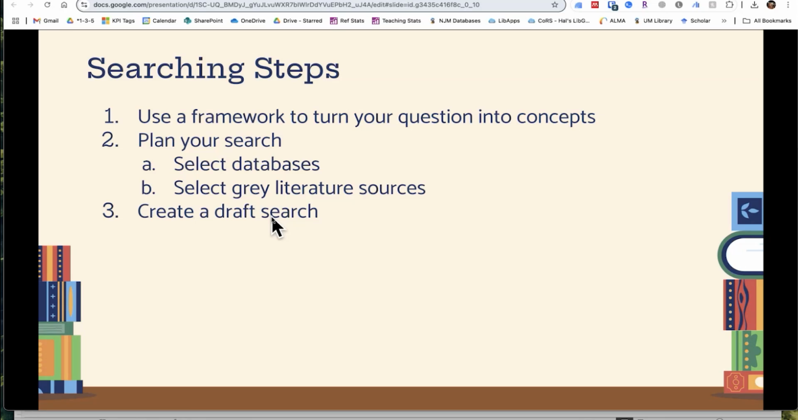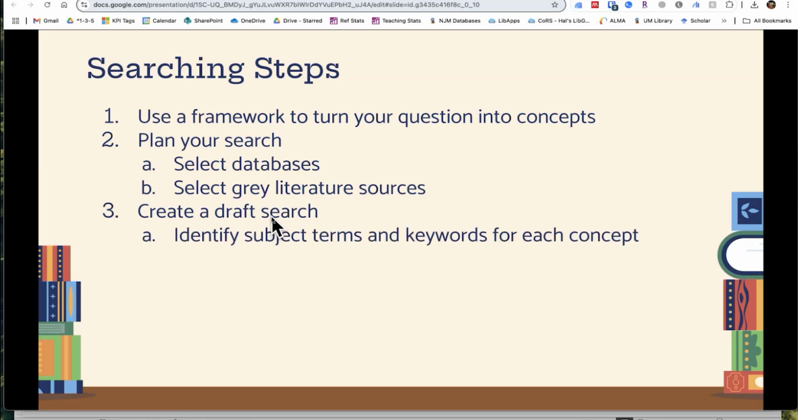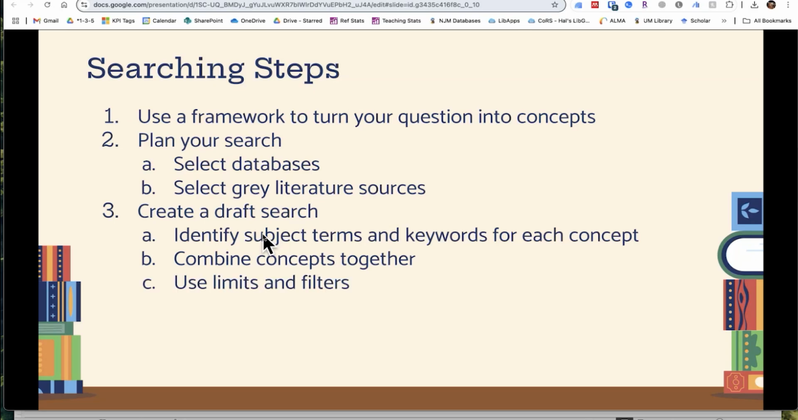And what you would do is work with your team to figure out that draft search. The process involved is that you use subject terms and keywords, you combine those together, and you use what are called limits and filters. I think I refer to them later on as hedges, to help narrow down your search. And then you test it. So you test your search to ensure that it's finding what you want it to find. It's working, the numbers are manageable, and it's not pulling in too many irrelevant results.